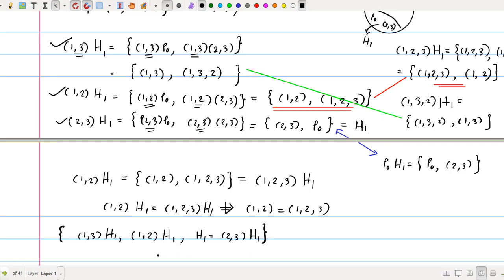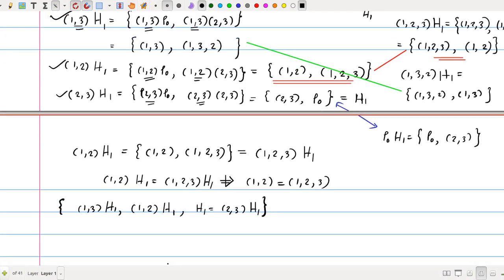Okay, if we consider these three cosets, what are the properties of these cosets? The properties of these cosets are that they are disjoint. If you consider any, say sigma 1 h1, sigma 2 h1 again, and finally this corresponds to rho naught h1. So I write the same symbol, rho naught h1.